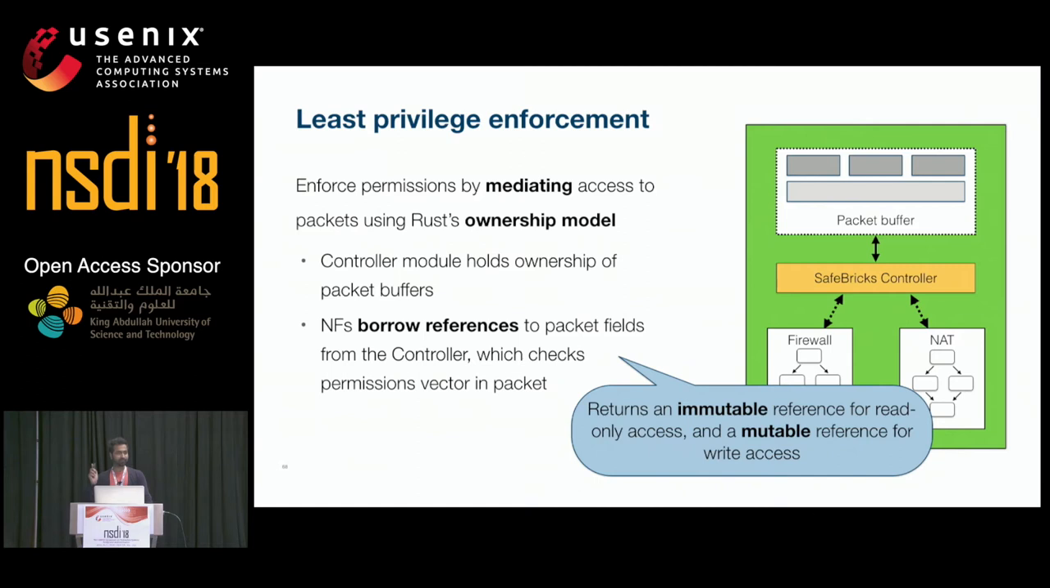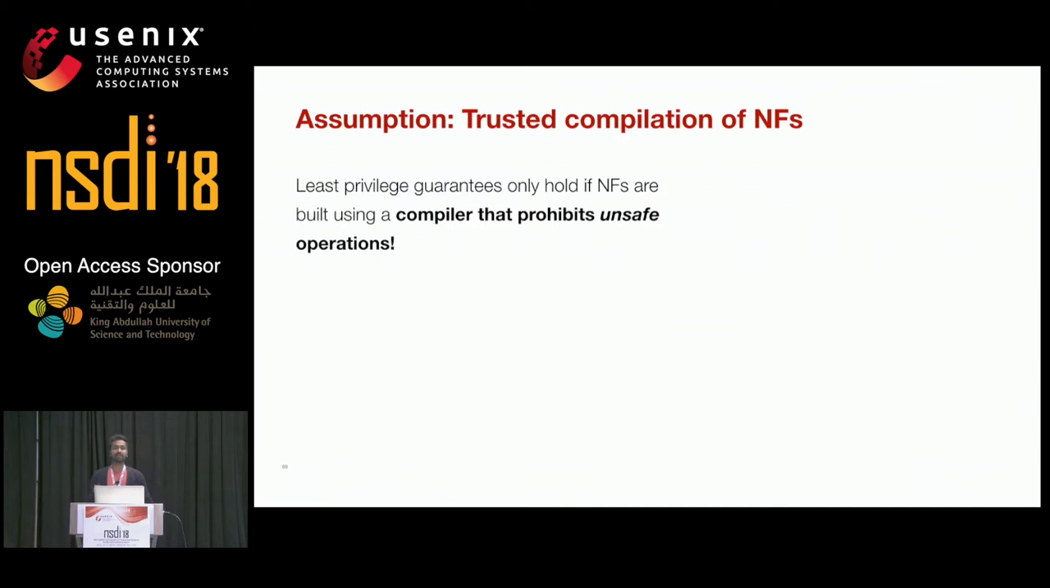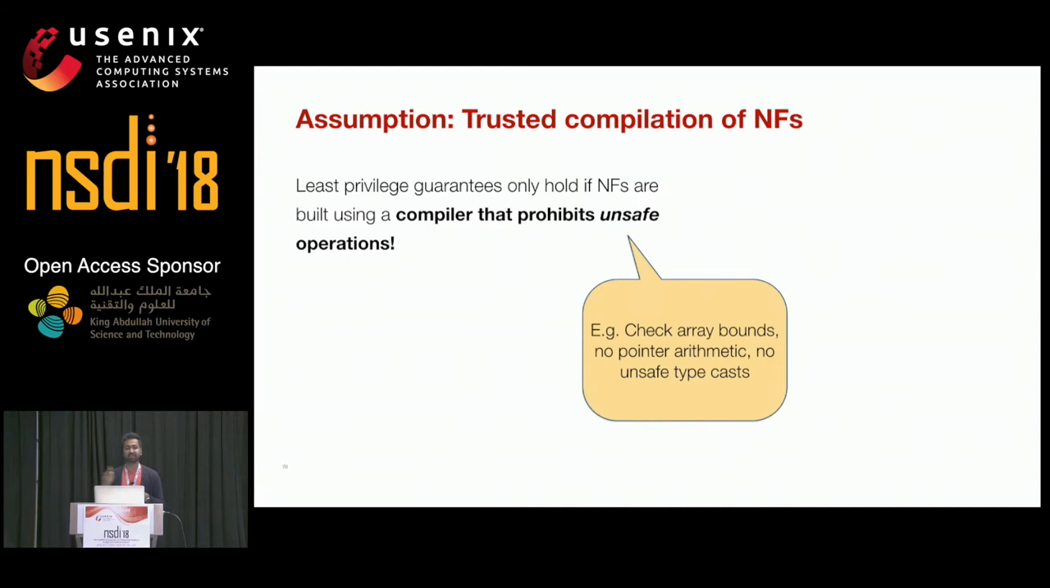So far, so good. This works for enforcing least privilege only if the NFs together are built using a compiler that enforces these safety properties, which means that we need to assemble all these NFs together using a compiler that prohibits pointer arithmetic or unsafe typecasts and checks array bounds. So how does a client ensure this?